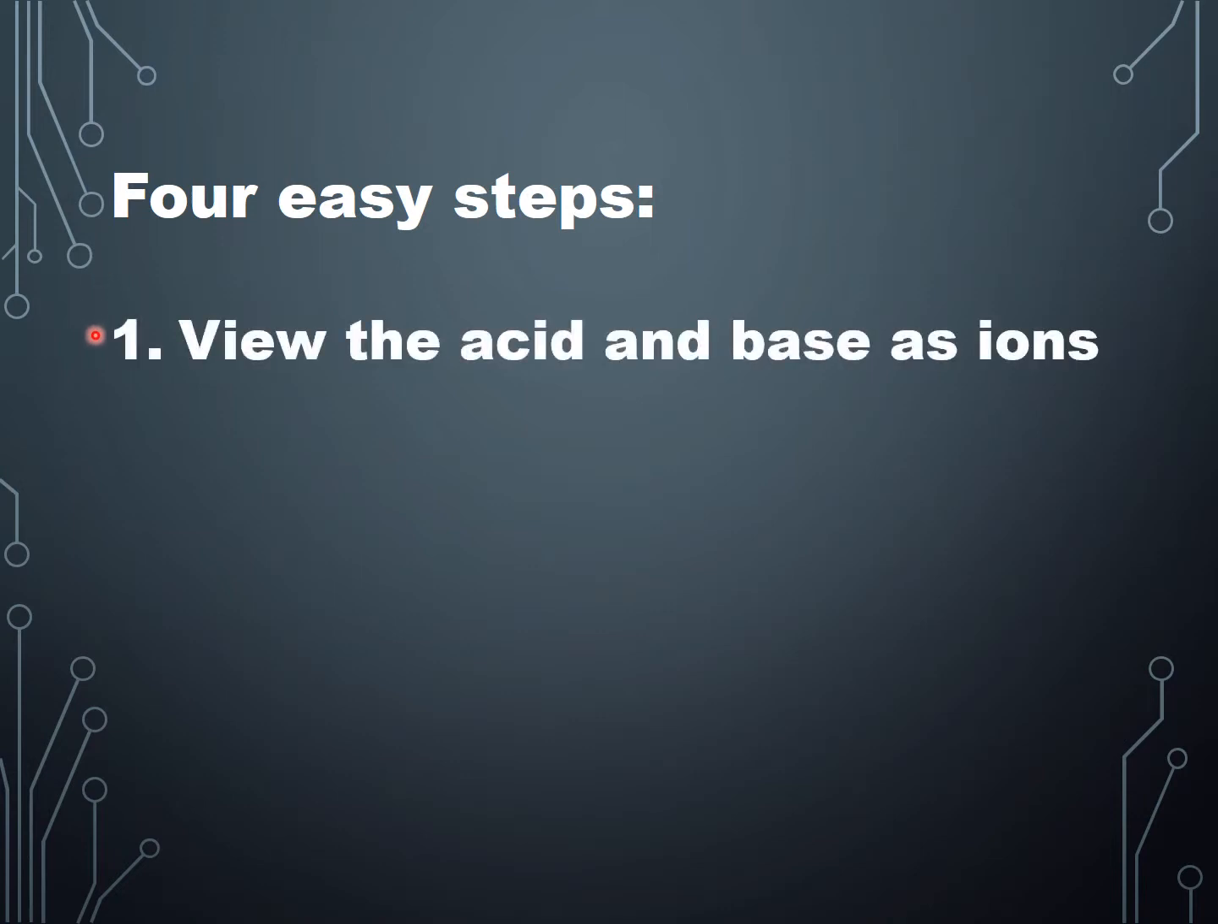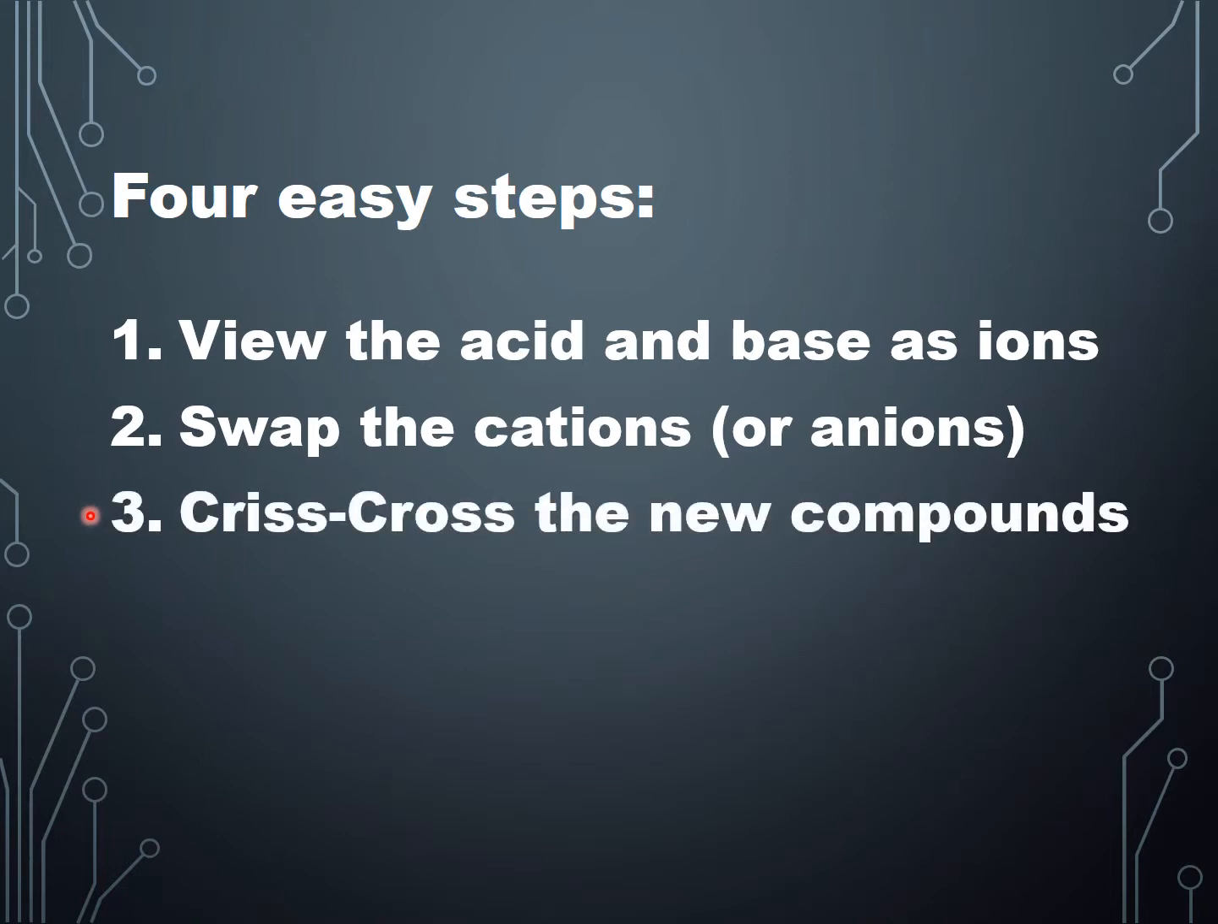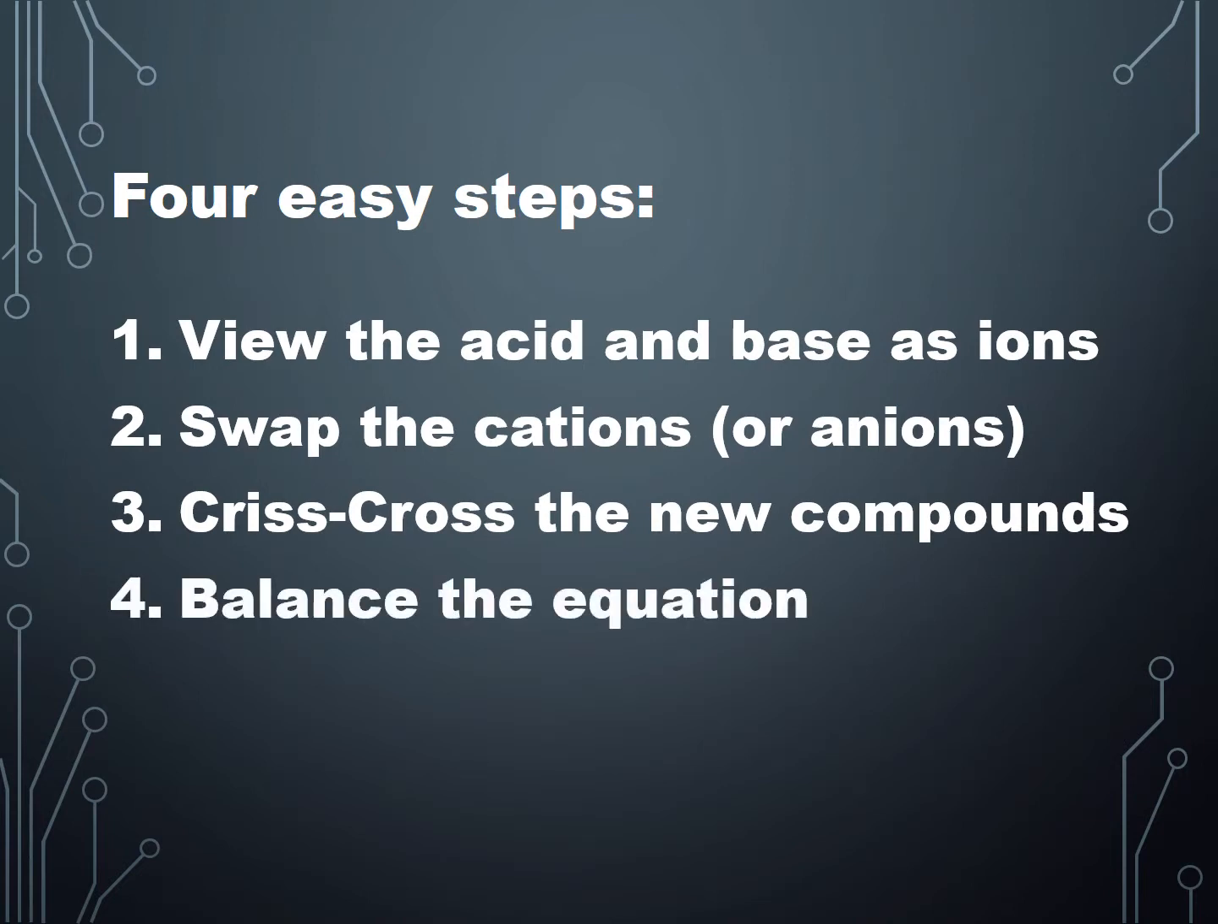The first is to consider the acid and base as ions. Next, swap the cations in a double replacement reaction. The third is crisscross the new compounds. You want to be sure not to bring over any subscripts that don't belong to a polyatomic ion from the reactant side to the product side. You're going to take care of that with a crisscross. The last thing is to balance the equation.